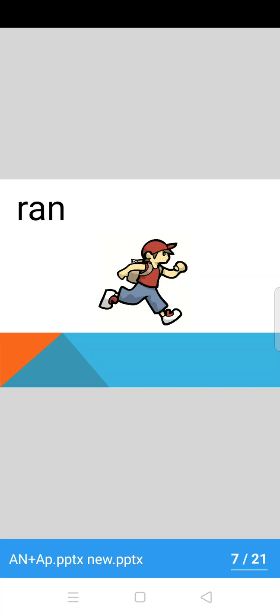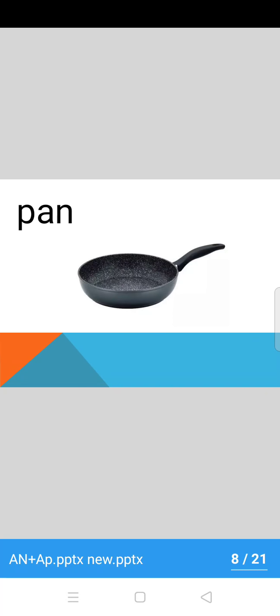Ran means to move at a speed faster than walking. Pan. A pan is a metal container used for cooking. Pan.